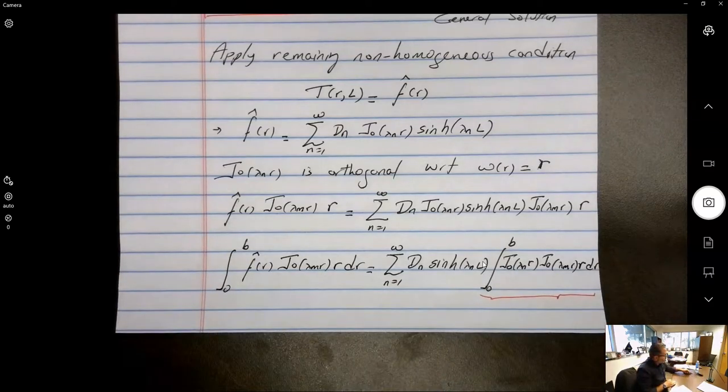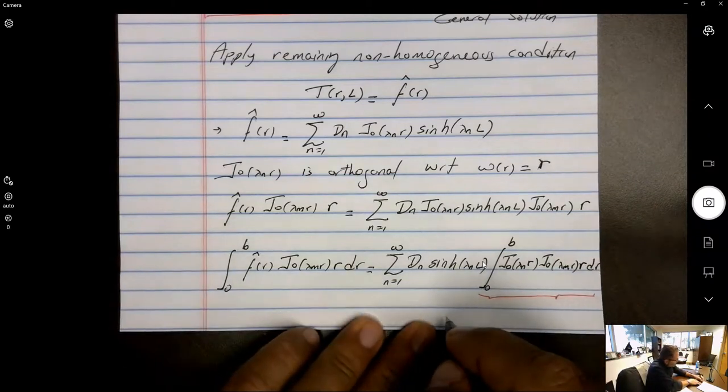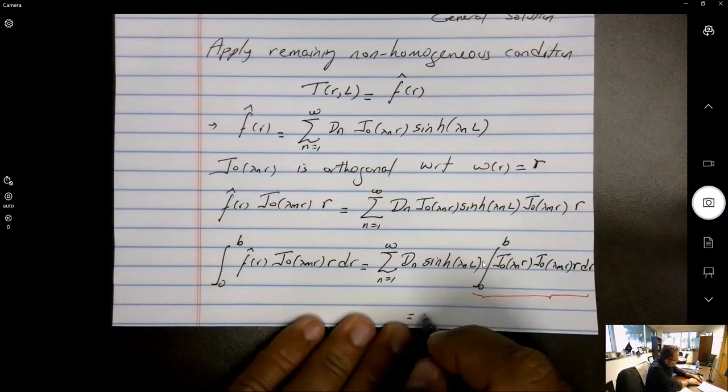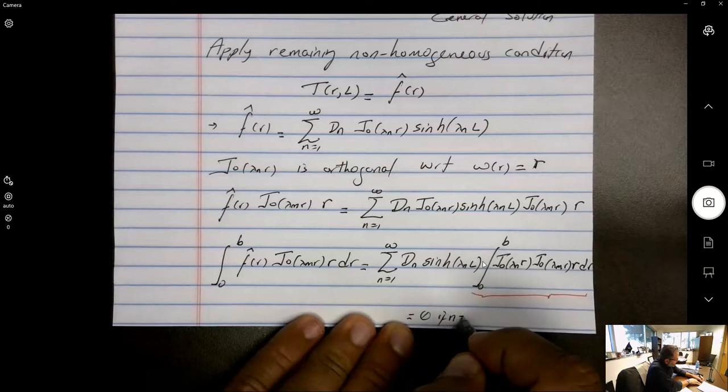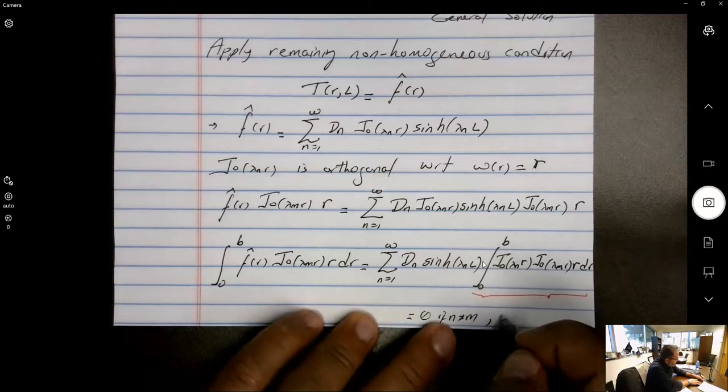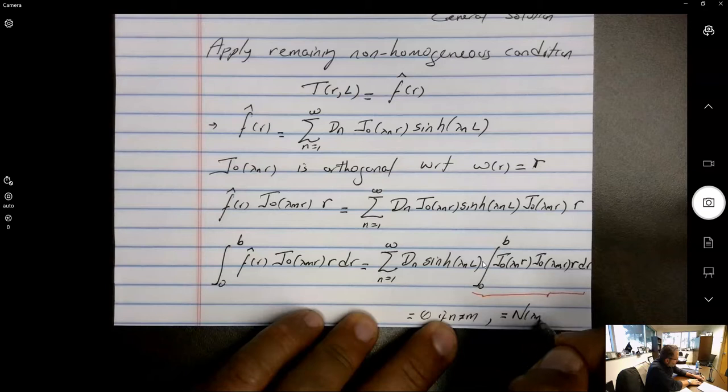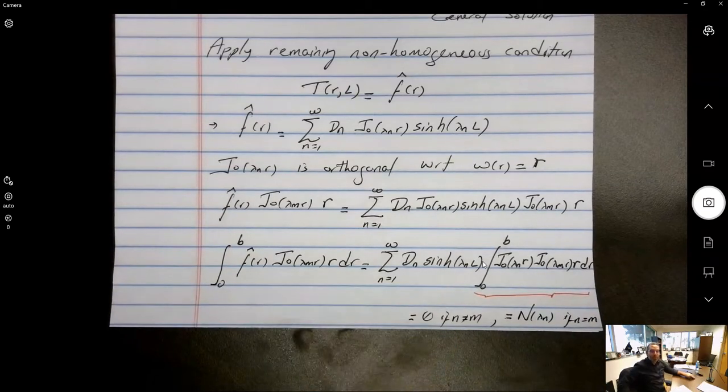So this is 0 if n is different than m, and it's equal to the norm of lambda n if n is equal to m. That's what we've usually done. So again, the norm now requires that r to be in there.